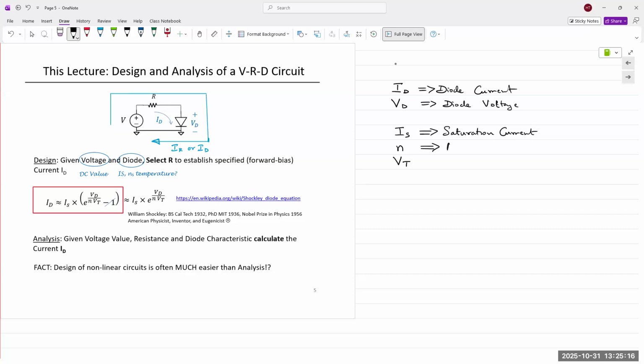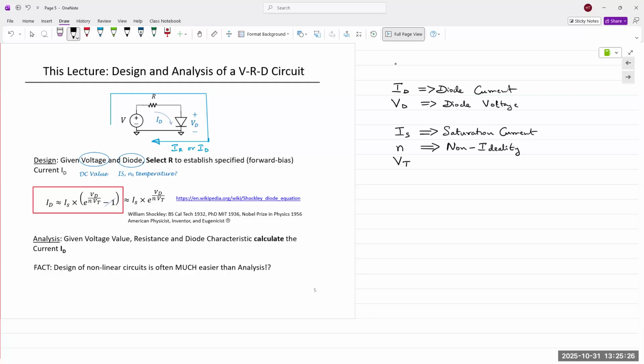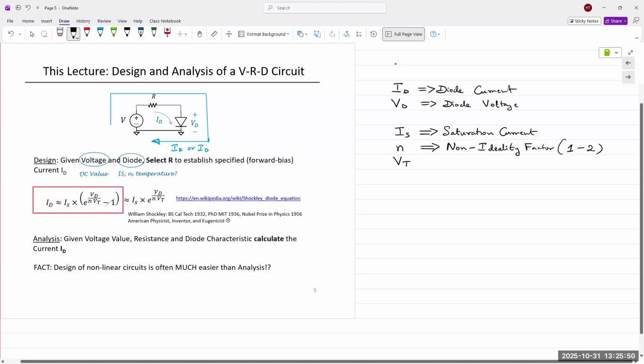N is the non-ideality factor. It basically just describes the non-ideality performance of the diode. It's a manufacturer's spec. Typically, it's between 1 and 2. So the manufacturer's data sheet will list what that factor is. If it's not given, we typically assume just 1. But for most applications, we simply assume 1.